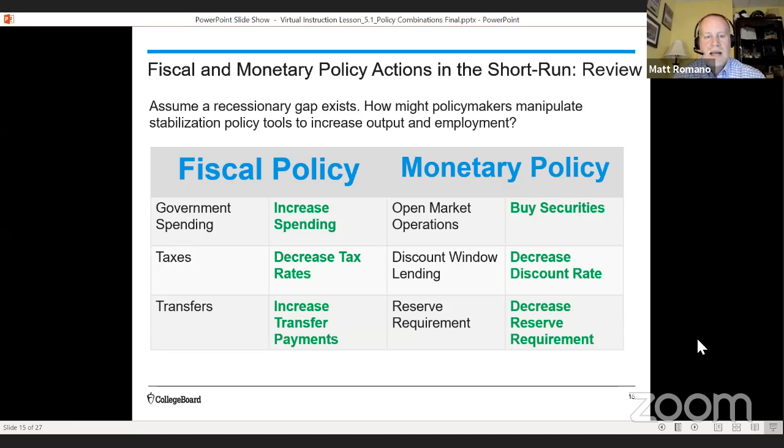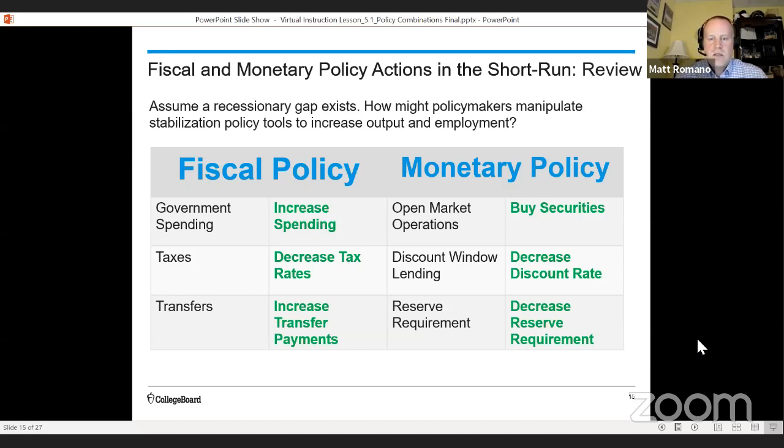Decreasing tax rates allows households to have more disposable income, which they can then, of course, go and spend. If it's business taxes, it allows businesses to have more revenue as well, which allows them to keep more of their expected returns, which is going to increase investment spending. And if they go the route of transfer payments, they're going to increase transfer payments. Again, increase disposable income and try to boost consumption to shift AD to the right.